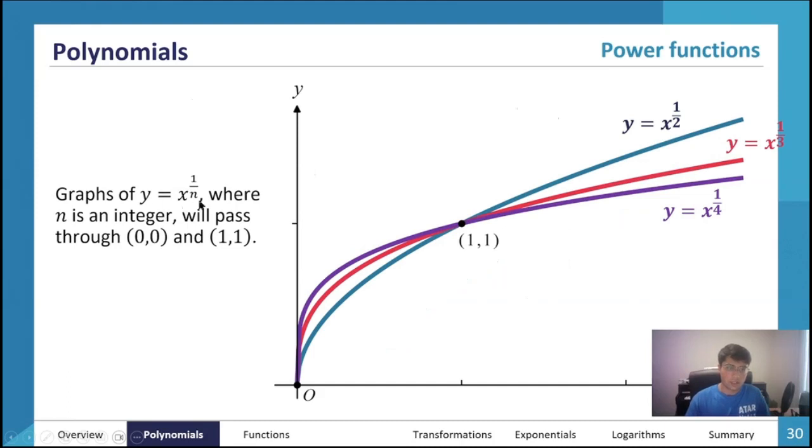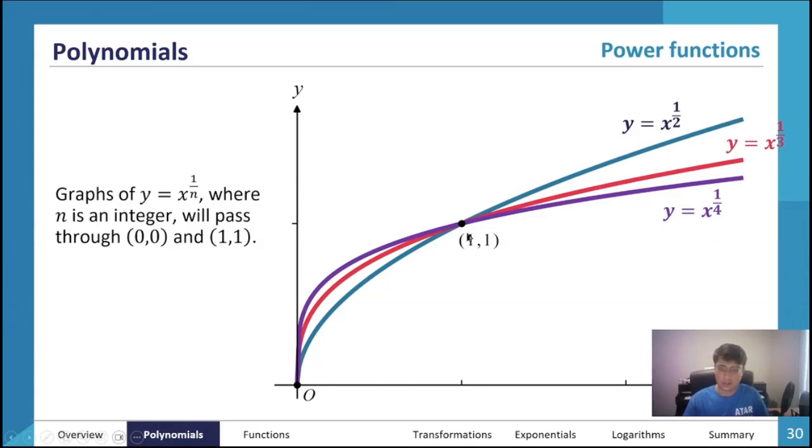Now, a general trend as we increase n is that the bigger n is, the more drastically the function is going to rise from the origin and then peter out over time. So we've got x to the half. You can see that it doesn't rise very drastically, but it still does rise, and then it takes longer to peter out. Whereas x to the 1 over 4 rises very drastically, and then it peters out a lot more quickly.